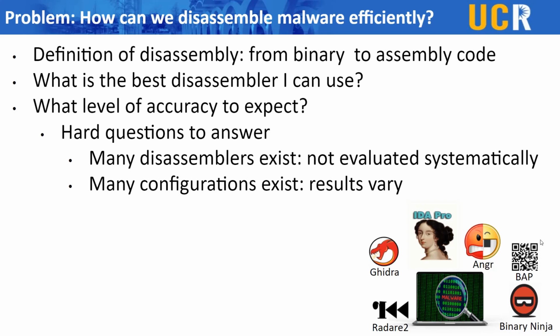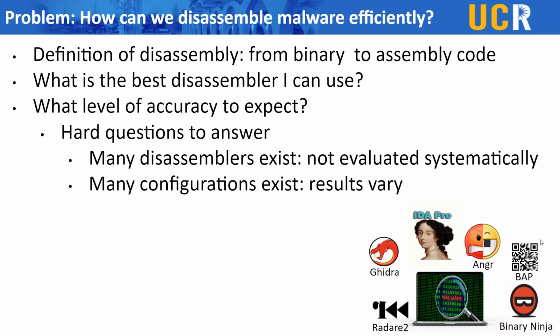Firstly, we need to know the definition of disassembly. It refers to the process of converting a binary into assembly code, and in this assembly code you can look at different functions in the binary as well as the machine level instructions under each function, and most of the disassemblers also give you the call graph and control flow graph information.